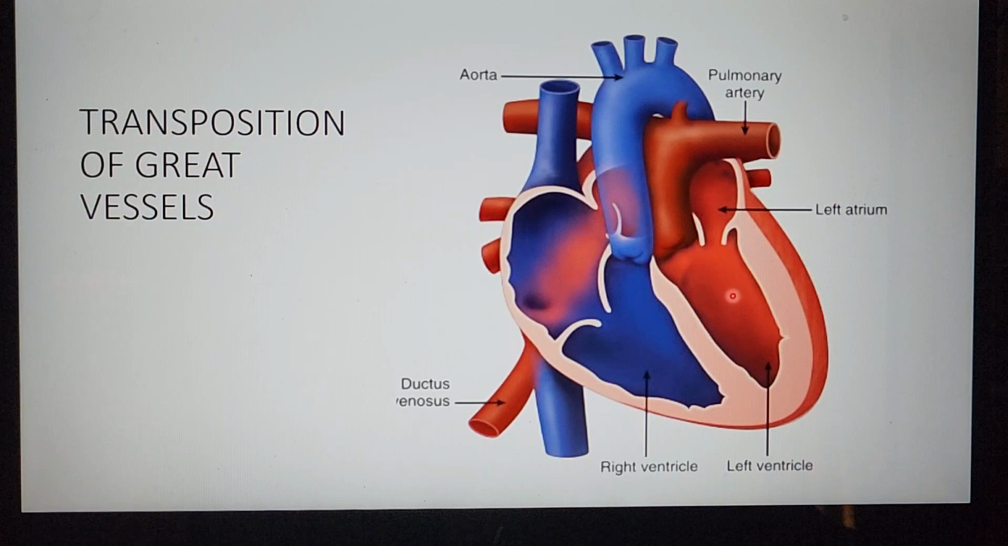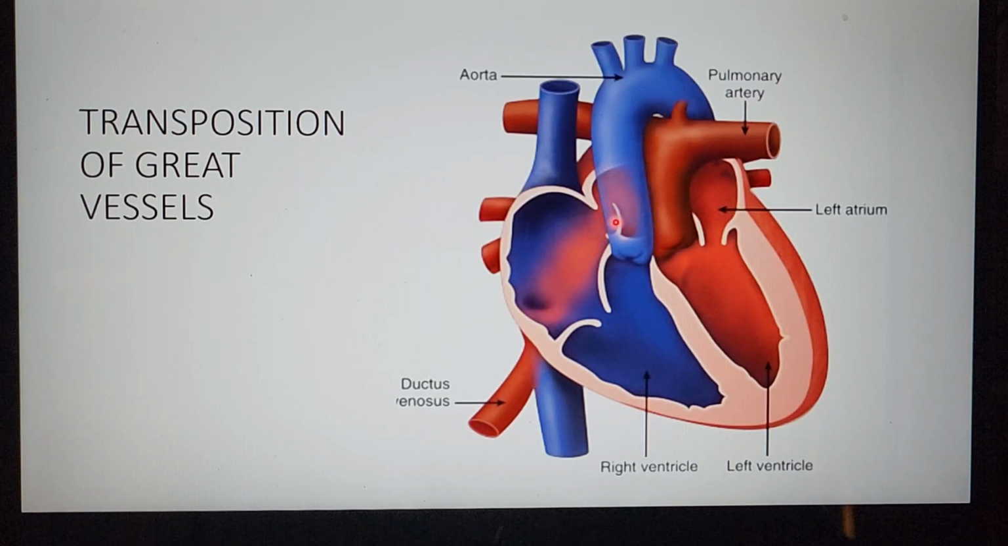Also look at the LV. It gives rise to a vessel which branches, and both the branches are pulmonary arteries which go into the lungs. So the LV connects to the pulmonary artery. So there is left ventricular arterial discordance. So atrioventricular concordance and ventricular arterial discordance makes this condition a complete transposition of great vessels.